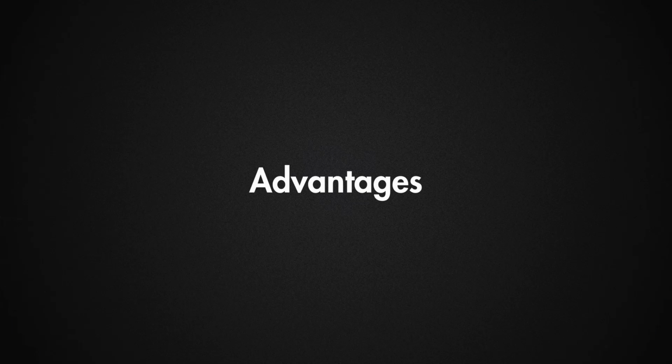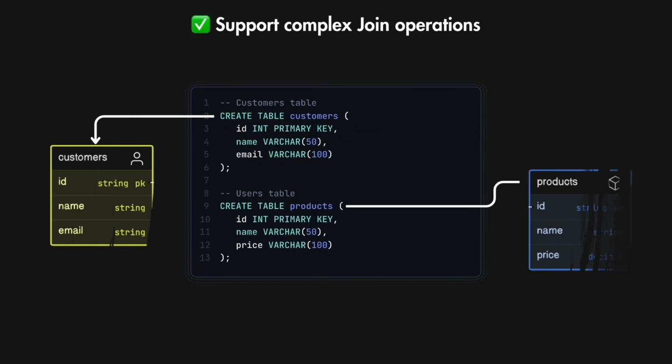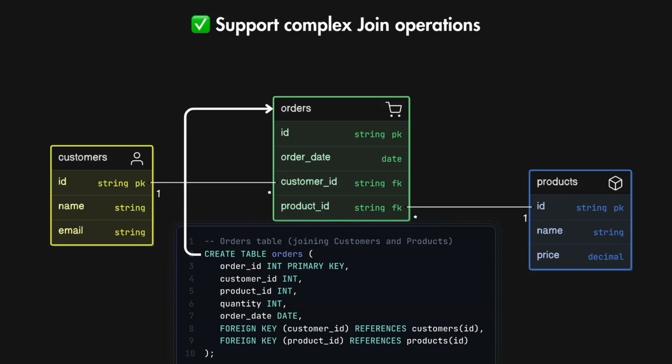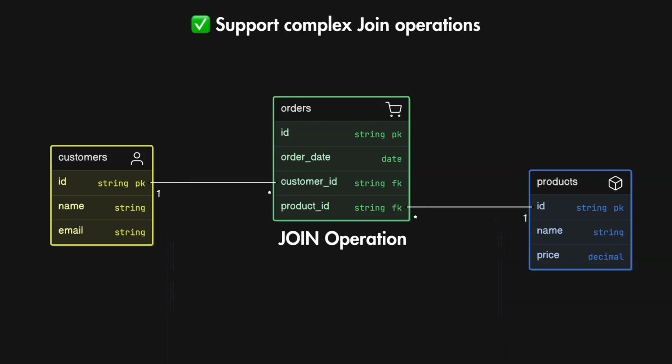But what are the advantages of using an SQL database? First of all, they support complex join operations across multiple tables. For example, if you imagine we have a customers table and also a products table, and now we want to create a separate table that will connect the customers and the products that they have ordered. With SQL, you can join these two tables together into an orders table, and this will hold the information about the customer IDs who have this order and also the product IDs which this customer has ordered. And this process of combining two or more tables into one table is called join operations in SQL.